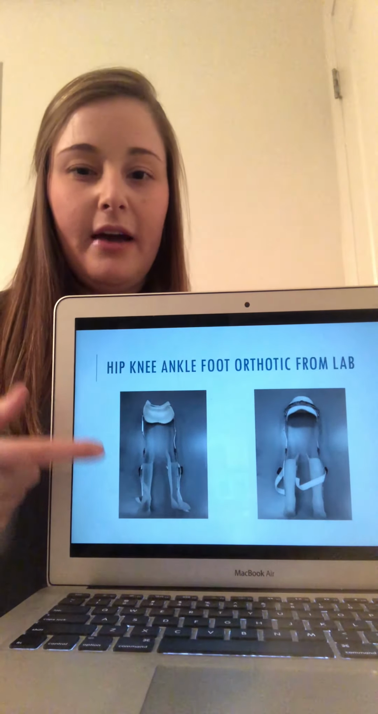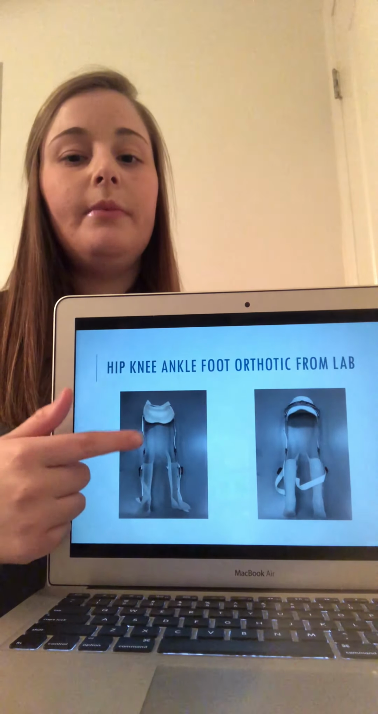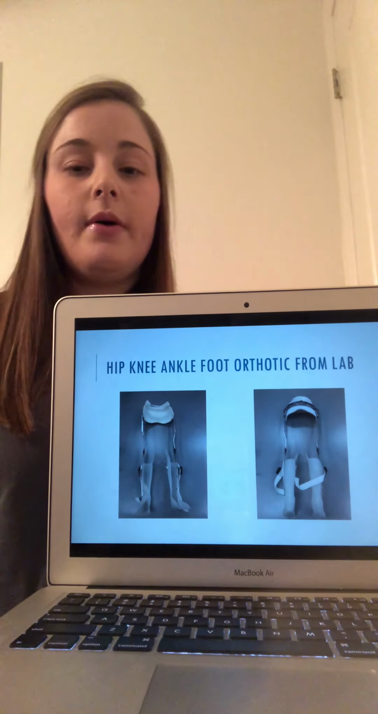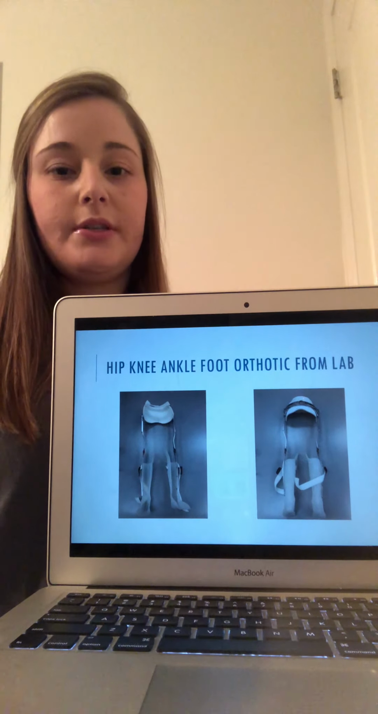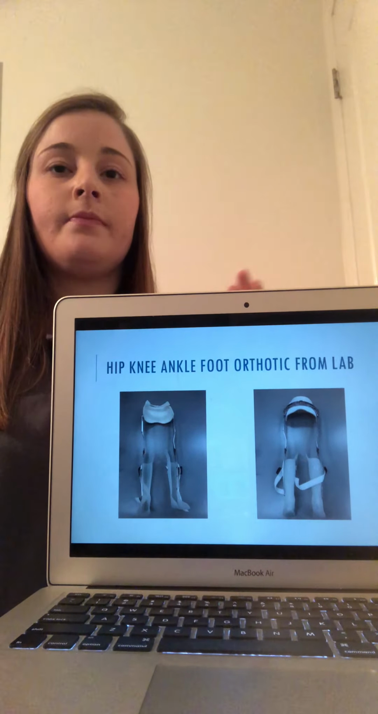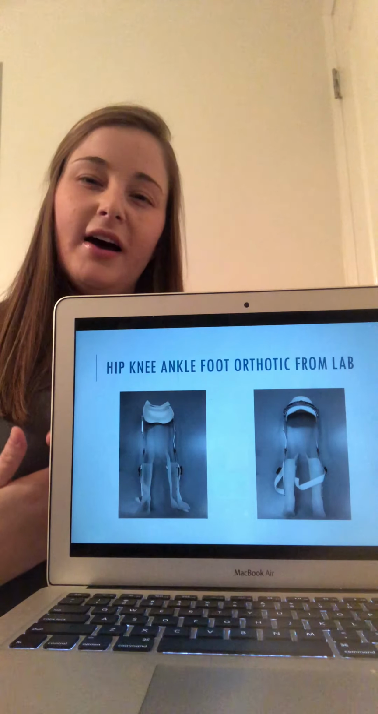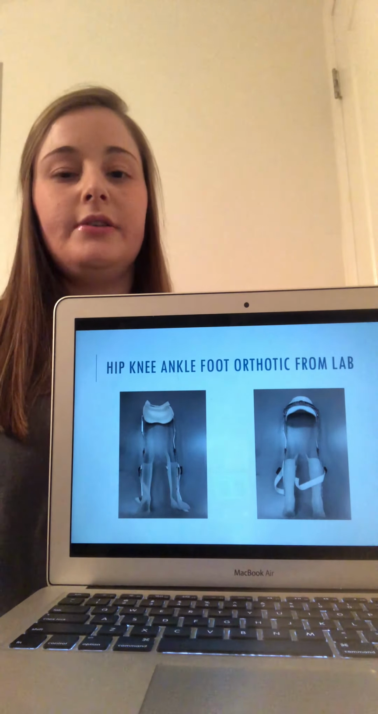This is another one that we have in lab. It's the hip, knee, ankle, and foot, so it comes all the way up above the waist, and it's going to go all the way down into their shoes. So it's basically like the ankle foot orthotic on the bottom of a hip one that goes down to the knee.